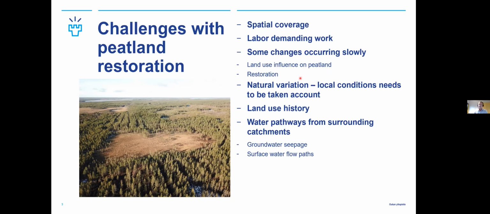Then we have a lot of high natural variation, so local conditions need to be taken into account. Land use history is affecting, especially if there has been some fertilization in the area. And then the hydrological aspect, water pathways, especially from the surrounding catchment. So, for example, this is an example where we have drained peatlands in the surrounding area, and this deepest section of the peatland has been untouched. But because these ditches are blocking the subsurface flow and some groundwater seepage on this natural peatland, it started to slowly modify these untouched areas in the peatland as well.